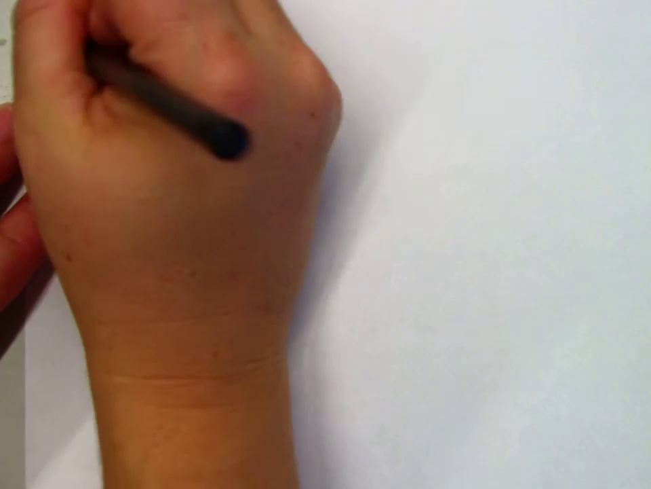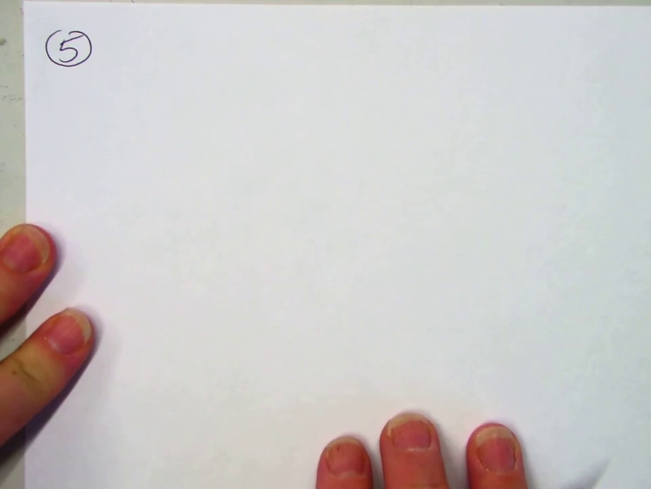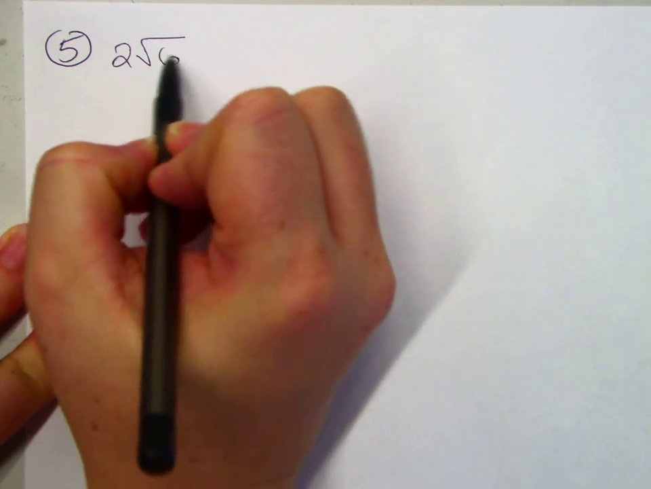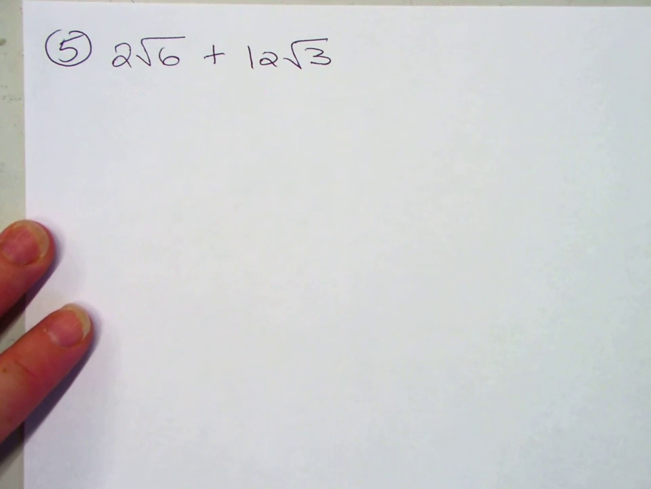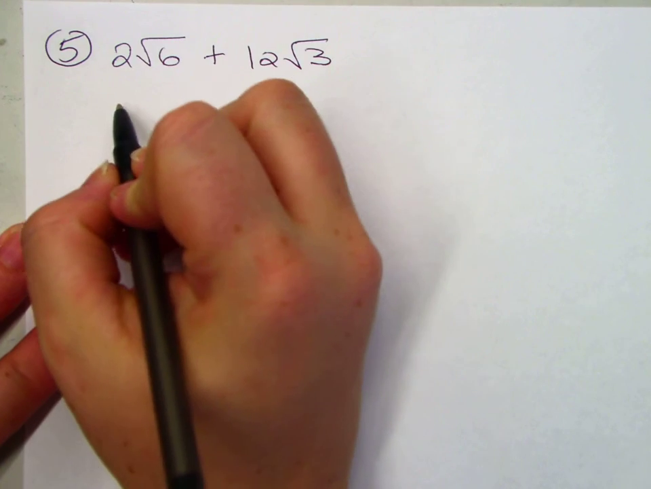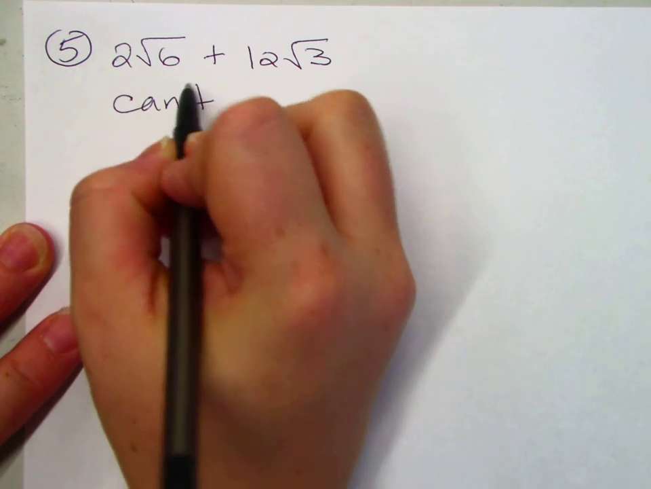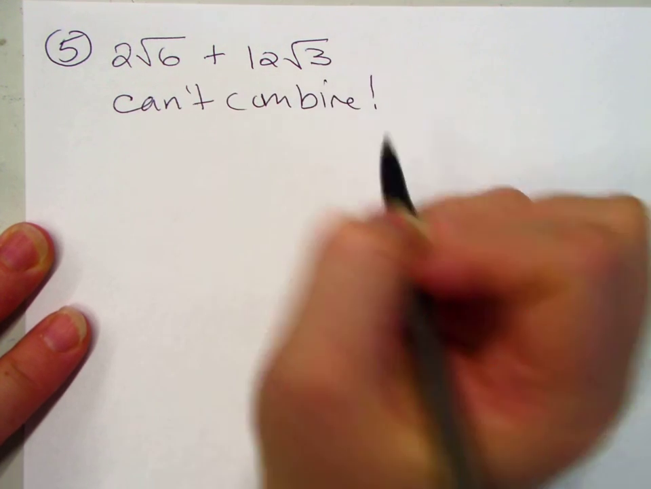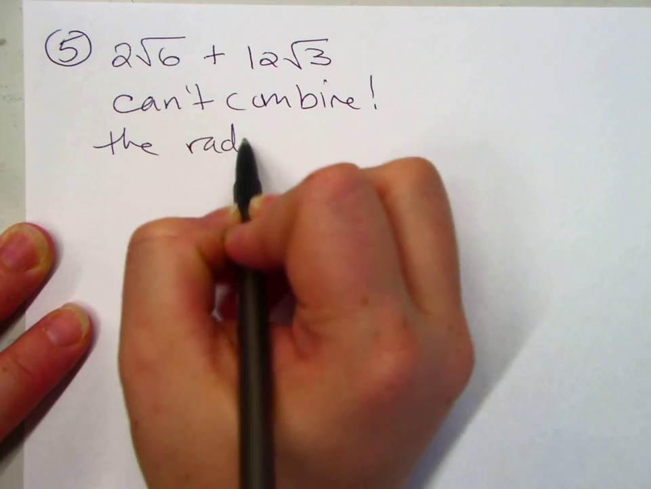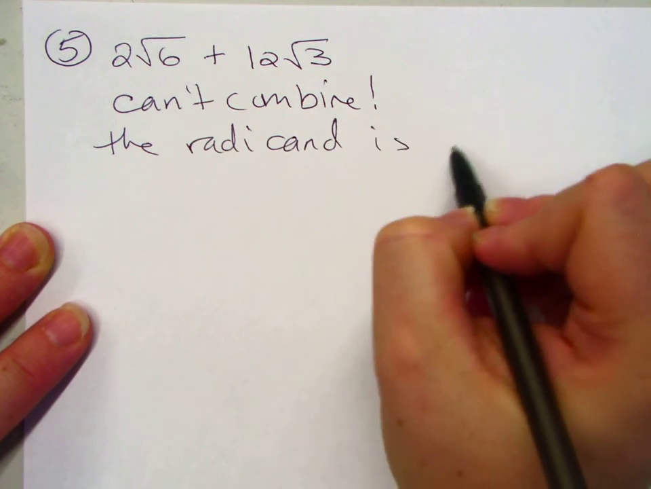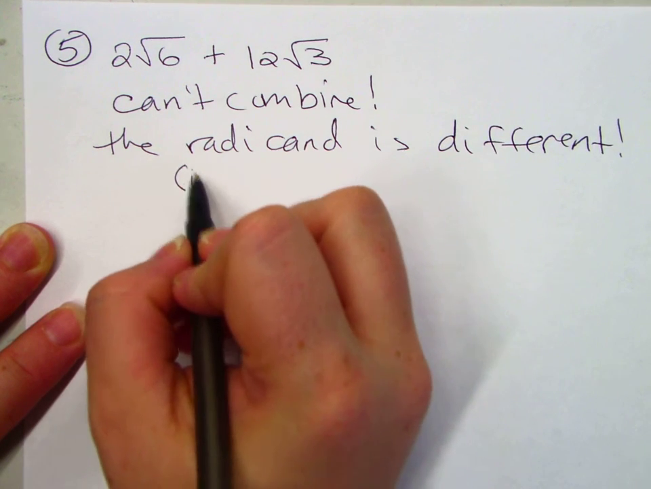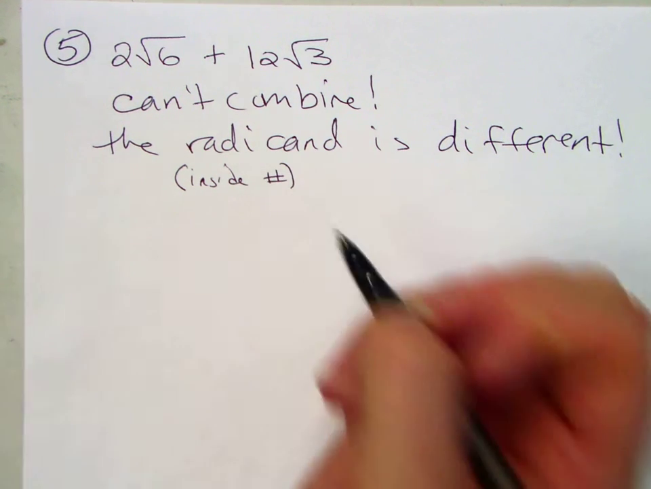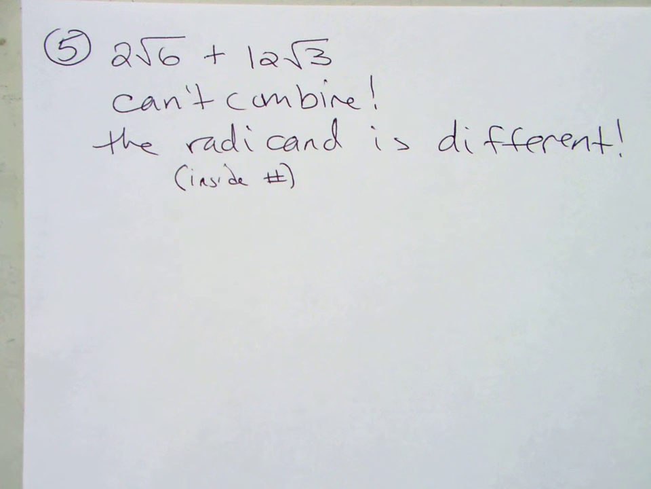Number 5. Can you see what I'm writing? All right. 2 radical 6 plus 12 radical 3. Can we combine those together? No. You cannot combine. Why? The radicand is different. What's the radicand? The number inside. Okay? If your radicands are different, you cannot combine them. You're done. There's nothing to do. Okay?